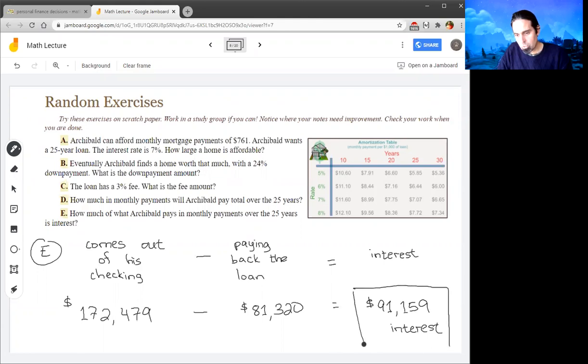This is much closer than the previous problem. This time his interest is barely more than the loan size. And that's again because his time frame is shorter. Questions about this one?